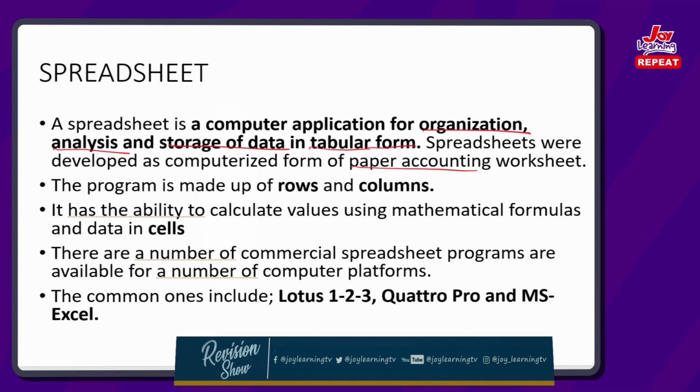And formerly, we were using paper, but it has been made easy for us now using the spreadsheet. The program is made up of rows and columns. As we said before, it's in a tabular form or in a table form. If it is in a table form, then definitely there should be rows and columns. Now, someone will be asking, what are rows, what are columns? We'll get to that, don't worry.